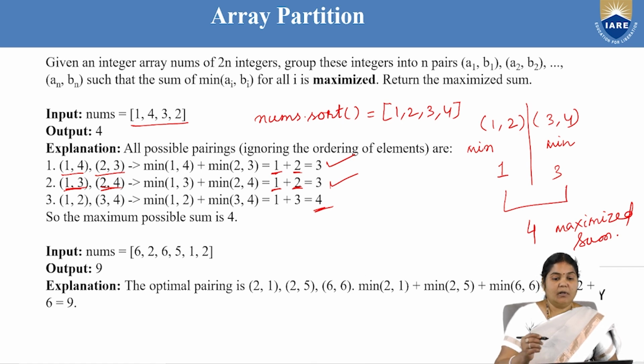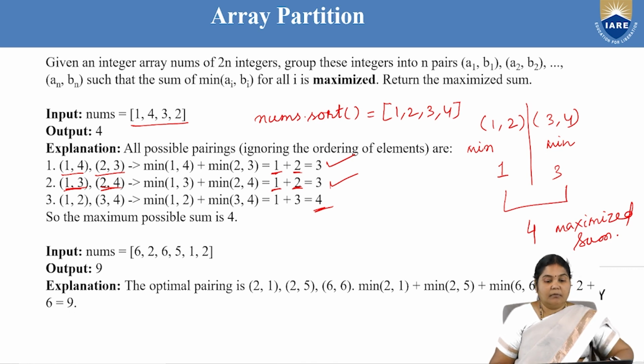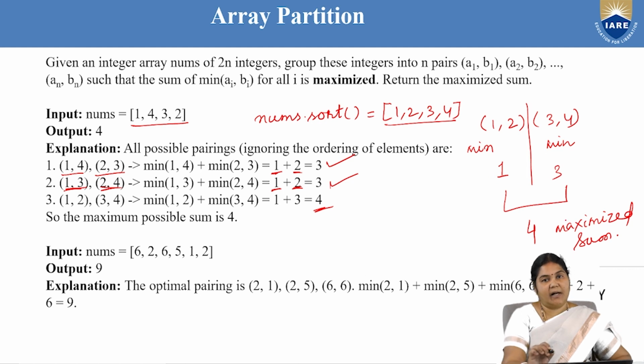Okay. So, how to solve this problem, array partition? Now, the solution is very simple. First of all, you go for sorting and then prepare the pairs. Out of that, find the minimum and add it up. So, you will get the maximized sum. Now, let us write the code to understand how to solve this problem.